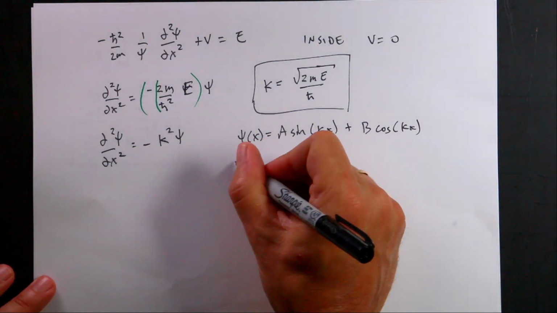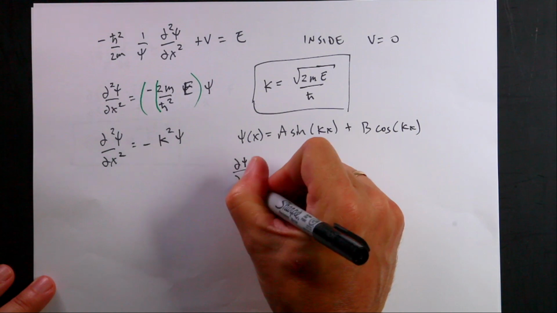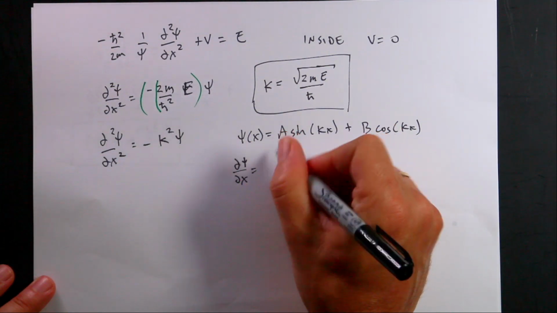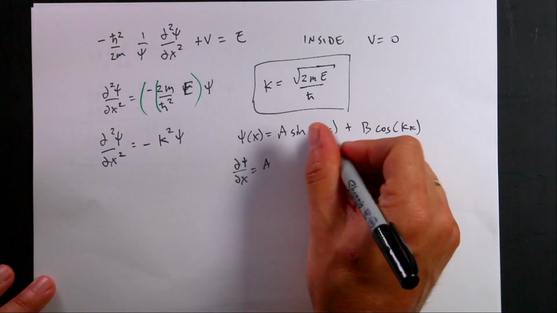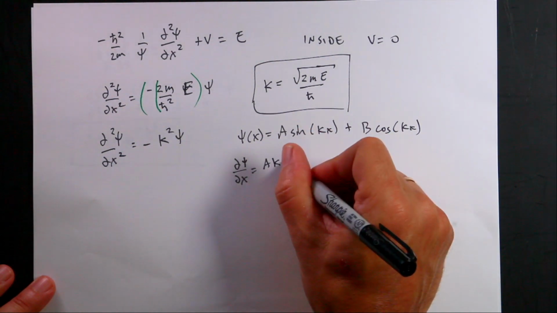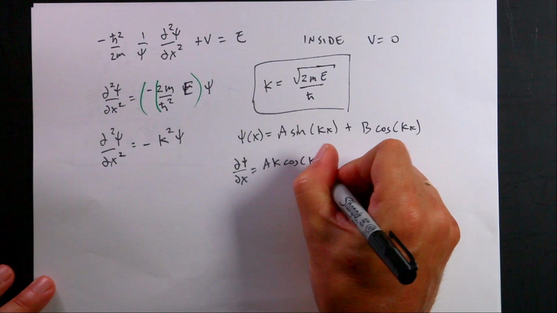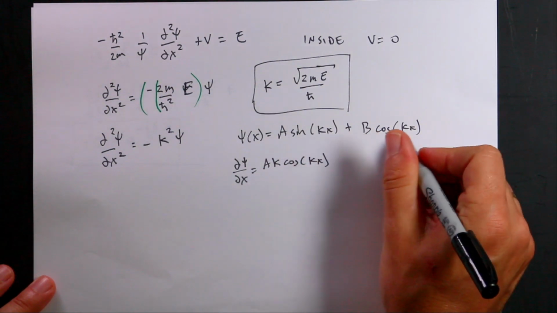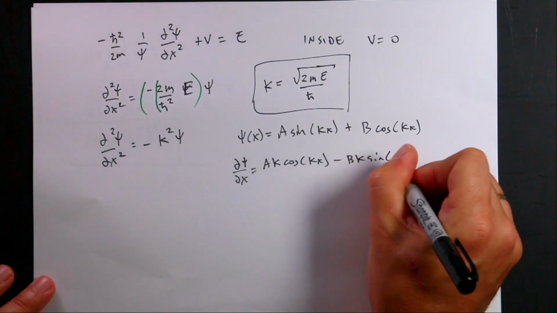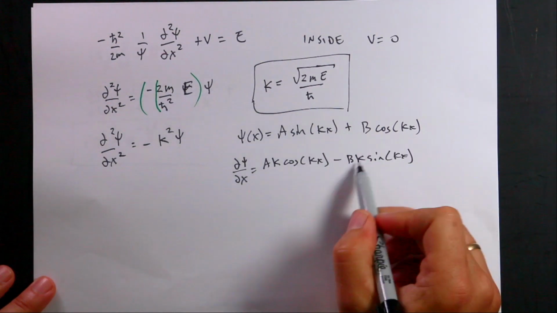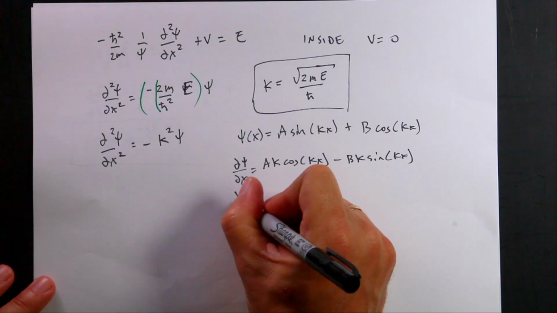So the first derivative, partial of psi with respect to x, is going to be equal to A times the derivative of sine, which is cosine, and then take the derivative of the stuff inside, so it's going to be k cosine kx. Now I need to take the derivative of this. I get minus B k sine kx, because the derivative of cosine is negative sine. Now let's take the derivative again.